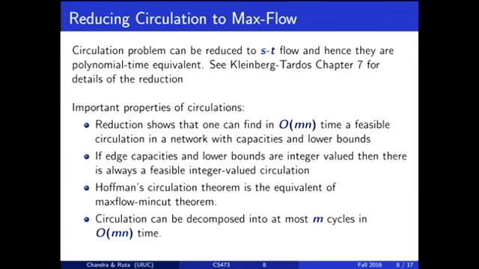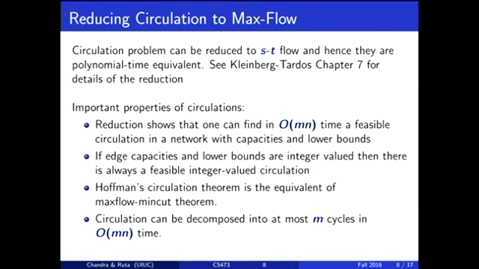Again, remember we thought of flow as paths from S to T. In a circulation there are no paths, just a collection of cycles. Any circulation can be decomposed into a collection of at most m cycles, just like we did with flow. Take a cycle and remove it, take a cycle and remove it. Just like you remove paths and cycles, any flow can be decomposed into paths and cycles. Here there are no paths possible because there is no S and T.